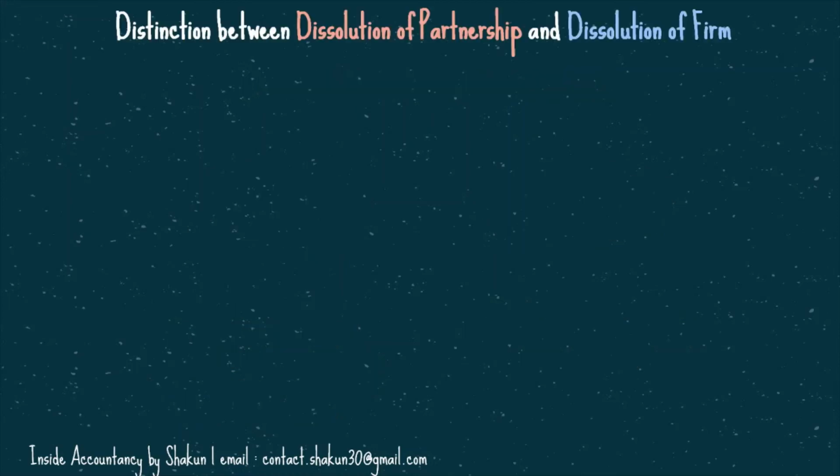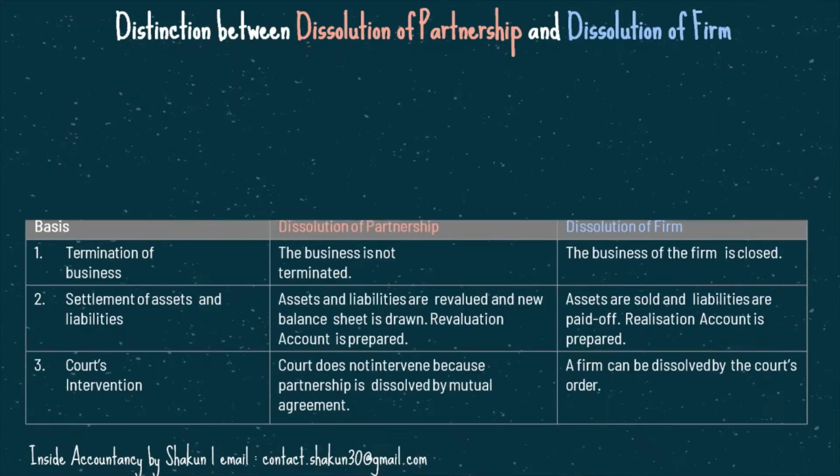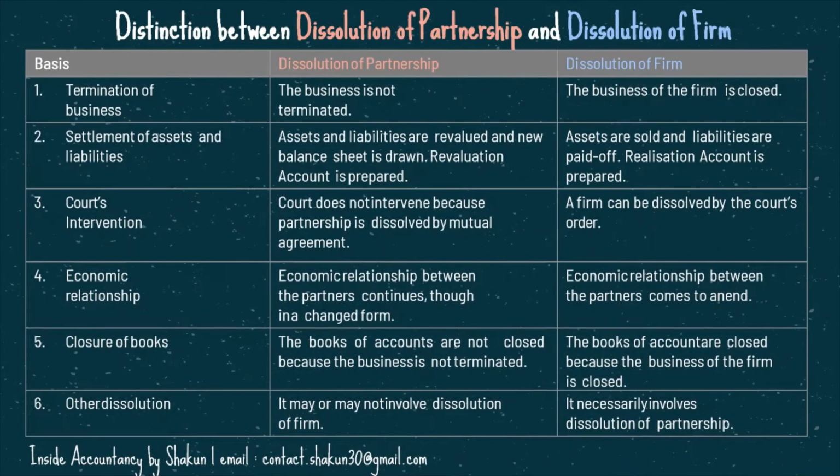Moving on. Now let's understand the distinction between dissolution of partnership and dissolution of firm on the basis of certain points that I have charted out for you. So the first point is termination of business. As I've just explained, in dissolution of partnership, the business is not terminated. It continues. But in dissolution of firm, the business comes to an end.